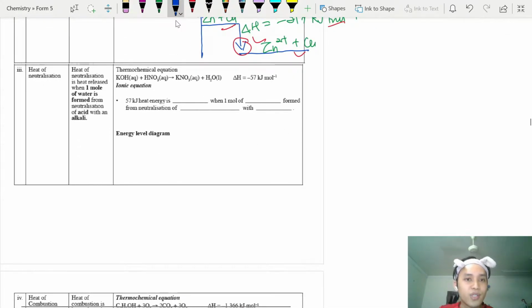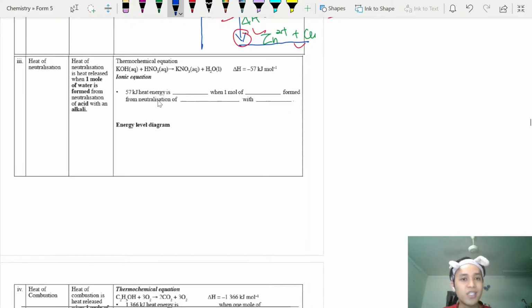If it is heat of neutralization, 57 kilojoules of heat energy is released when 1 mole of water is formed from the neutralization of, what acid and what alkali you need to mention. Nitric acid with potassium hydroxide.